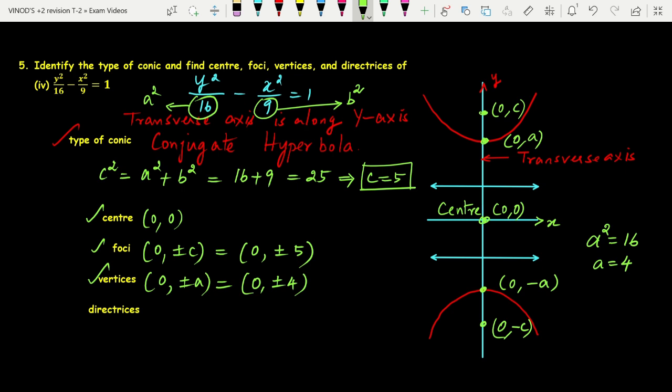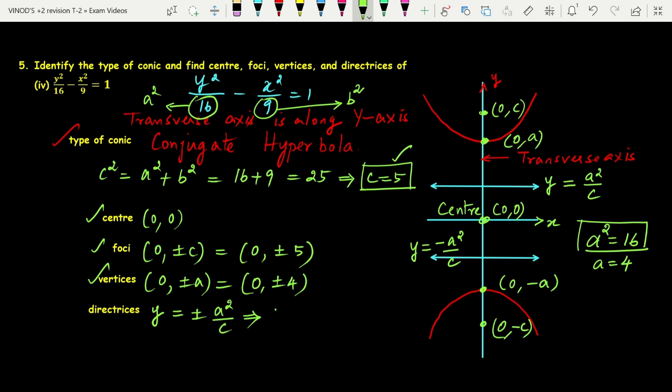Directrix. Directrix above x-axis is y is equal to, because it is horizontal line, y is equal to plus a square by c, and the line below the x-axis is y is equal to minus a square by c. So the equation of directrices are y is equal to plus or minus a square by c. Now substitute a square value and c value. A square value is 16, c value is 5. So equation of directrix is y is equal to plus or minus 16 by 5.